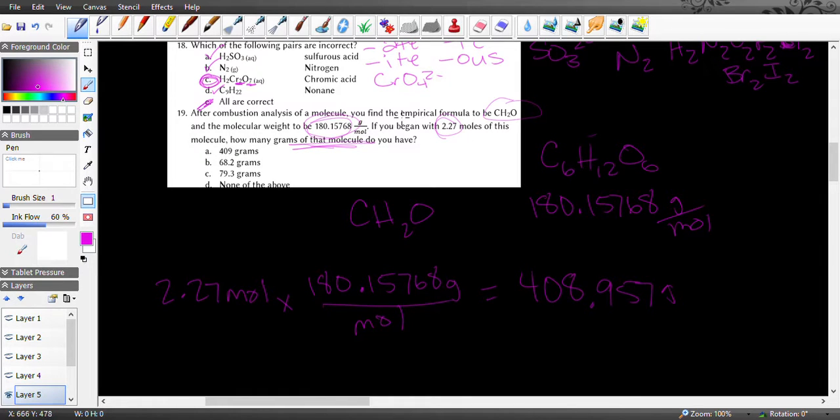Now I went another way about this when I solved it. So see how close we are again? Oh wait, never mind. 3 sig figs from right here. So 409 grams. That's how many we have. So A.